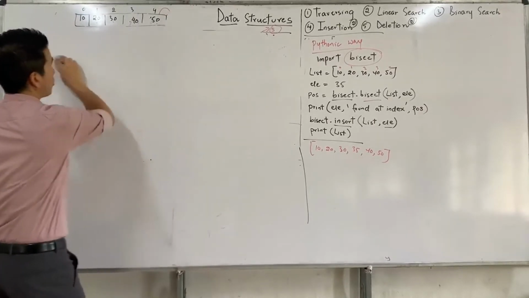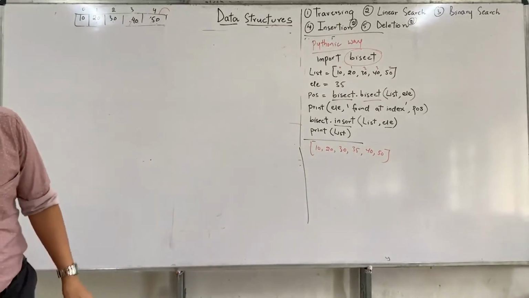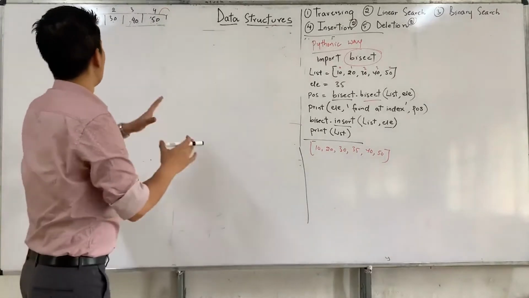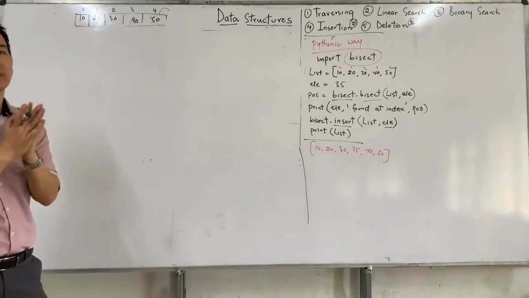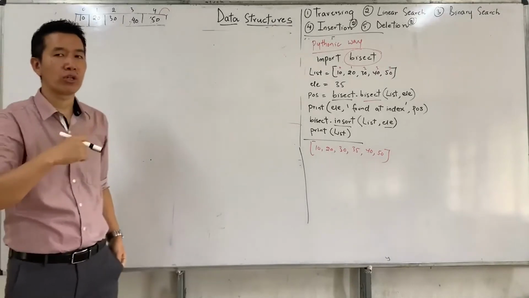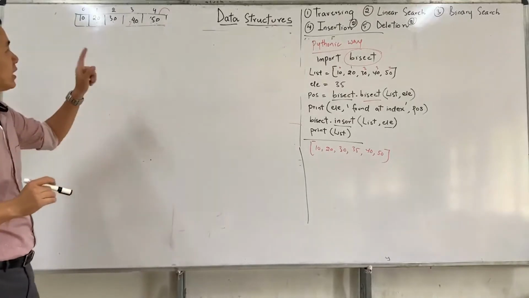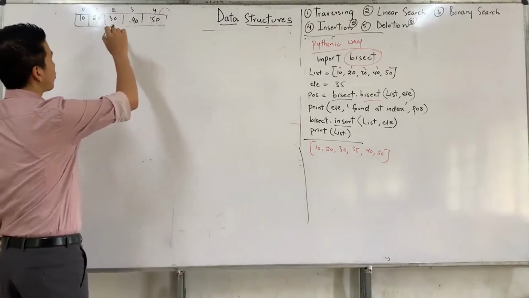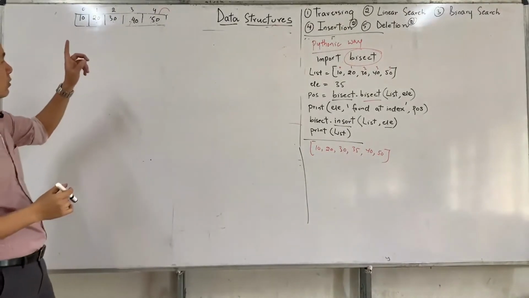Okay, I'll be using the same old list. So in the deletion, what happens is, I need to know the position of the element to be deleted. I'm running through the algorithm. First step is I need to know the position of the element to be deleted. Let's say I would like to delete 30 from the list. So first things first, I need to know the position.